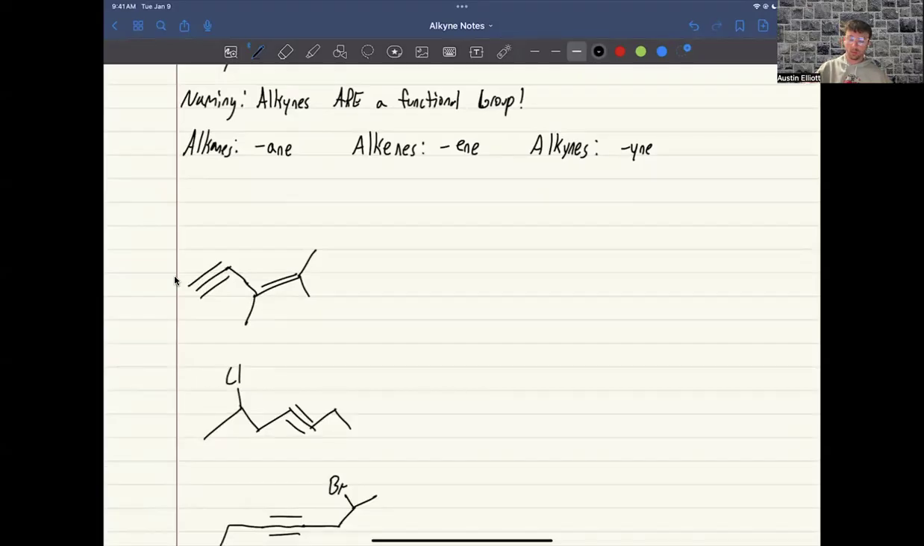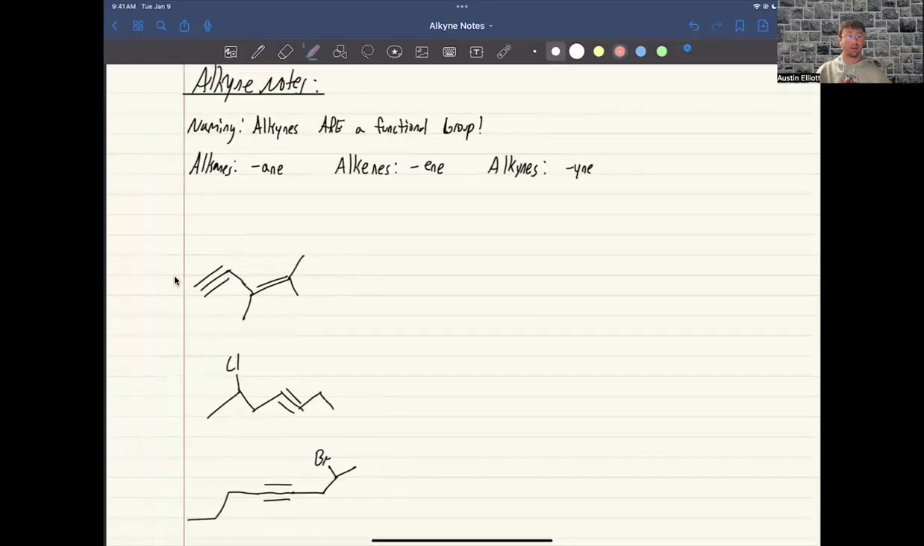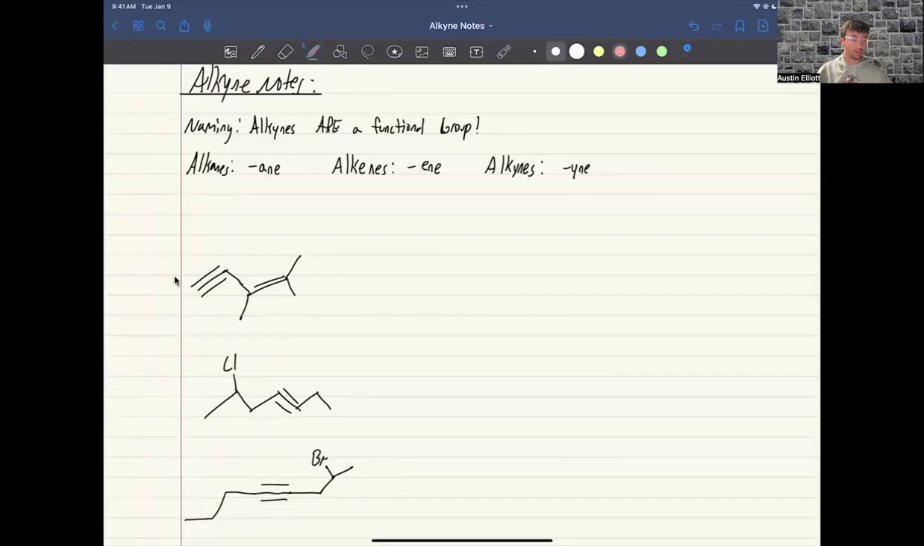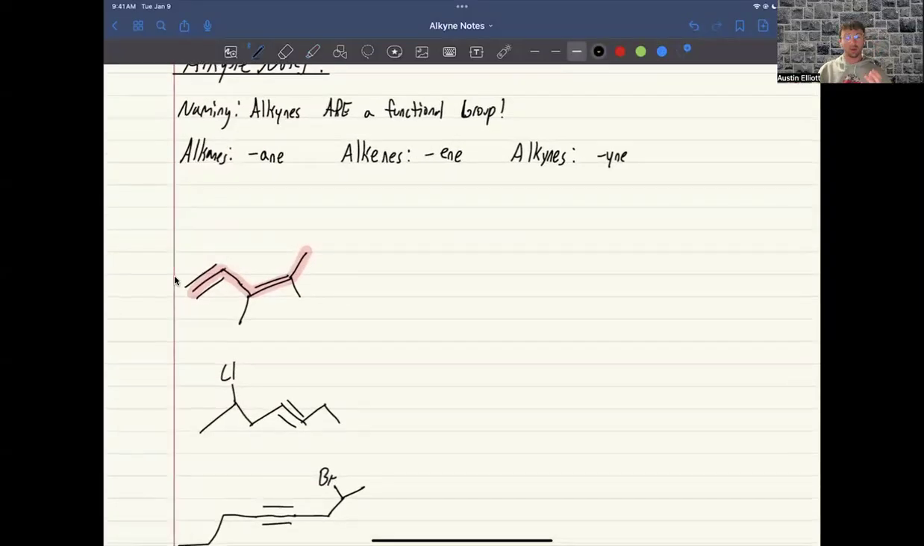So we want to always do the same method we have been doing for naming this entire time, and that's always following the longest parent chain. So we're going to start by highlighting the longest parent chain, and then we're going to start numbering. When you're looking at alkynes and alkenes, which we have one of each in here, priority-wise, they're the same unless there's a tie, and we'll get into that later. So we're just going to number 1, 2, 3, 4, 5.